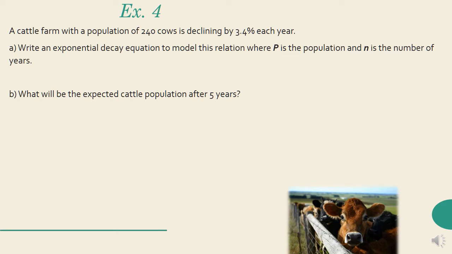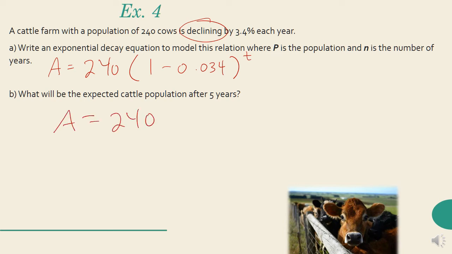Number 4. A cattle farm with a population of 240 cows is declining by 3.4% each year. Again, practice makes perfect. Come up with an equation. A equals starting amount, 240, 1. It says it's declining, so that's minus. Convert that to a decimal, 0.034. Remember, divide by 100 to some exponent. We'll say t for time. What will the expected cattle population be after 5 years?